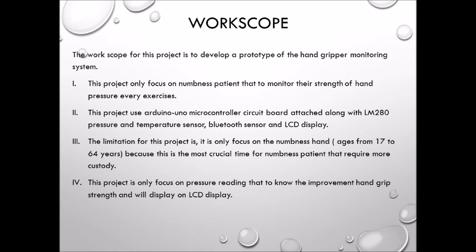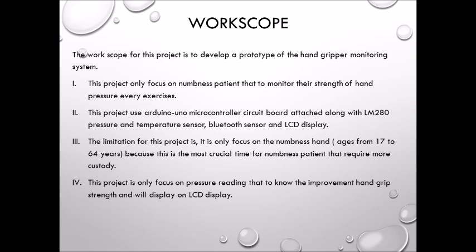The limitation for this project is that it only focuses on numbness hands, for ages from 17 to 64 years, because this is the most crucial time for numbness patients that require more custody. This project only focuses on pressure reading, to know the improvement in hand grip strength, and it will be displayed on the LCD display.